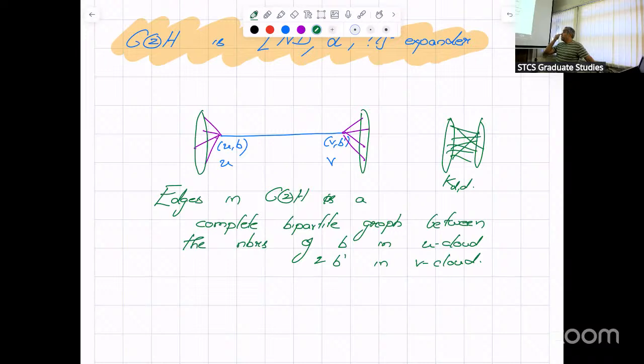Okay. Now suppose H was actually the complete graph. Suppose H was the complete graph. Then what would this be? The complete graph would say self loops.